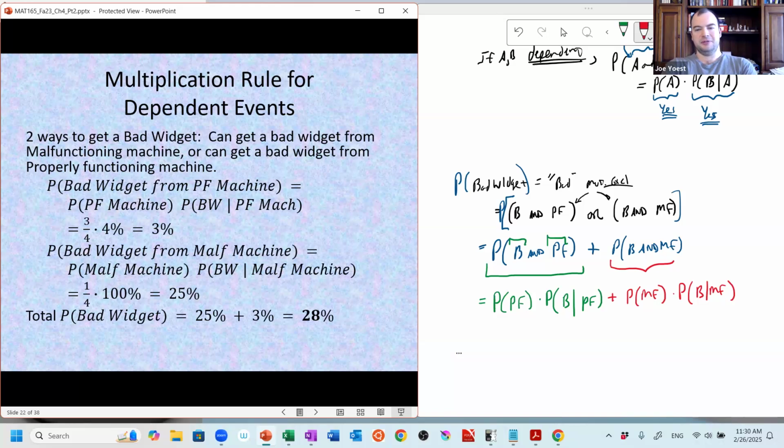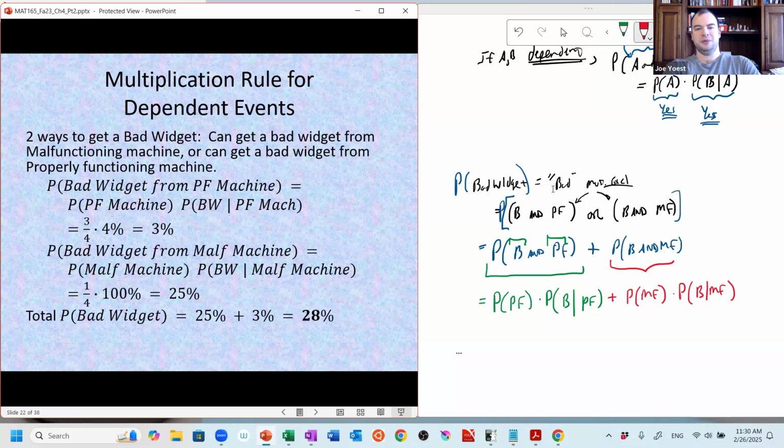And then what's the probability of bad widget and malfunctioning machine, the red part over here? That's 1/4 of the machines are malfunctioning, 1/4 of the widgets come from a malfunctioning machine, times, well, what's the probability of a bad widget given a malfunctioning machine? 100%. Malfunctioning machine produces just all bad widgets. 1/4 of 100% is 25 percentage points.